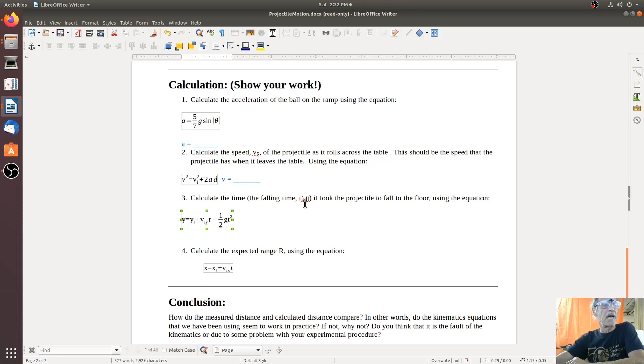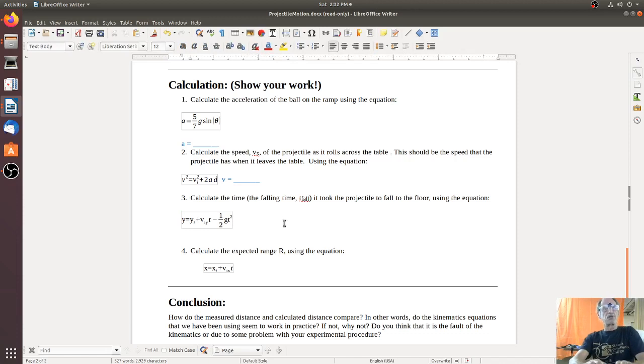This is the amount of time it takes to fall once it leaves the edge of the table. And so I would calculate t. I'd show my work, and I would get t equals whatever you get. And I'd put it in blue.